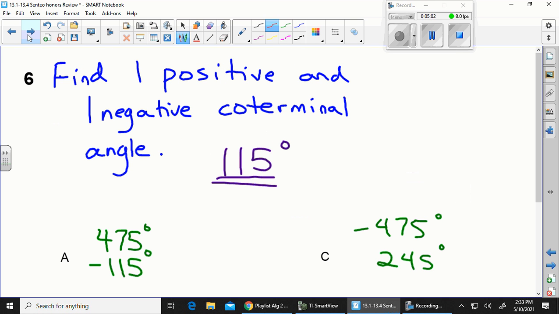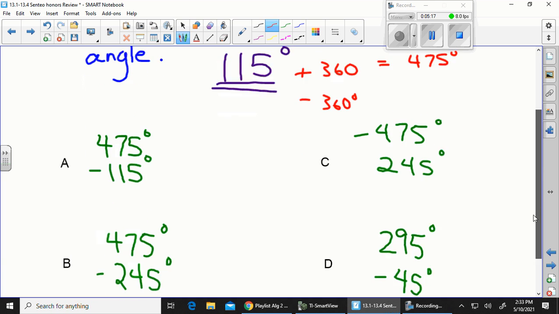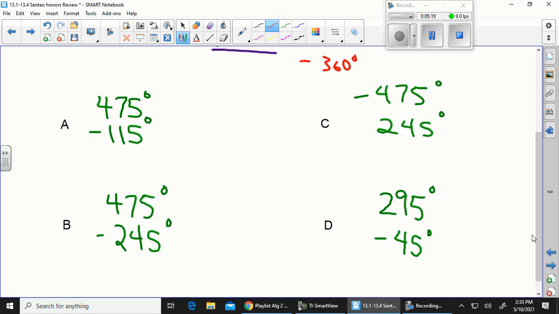One positive, one negative coterminal. Add 360, subtract 360. So you add 360, you get 475. You subtract 360. If you look at your answers even, you're going to get negative 245. B.